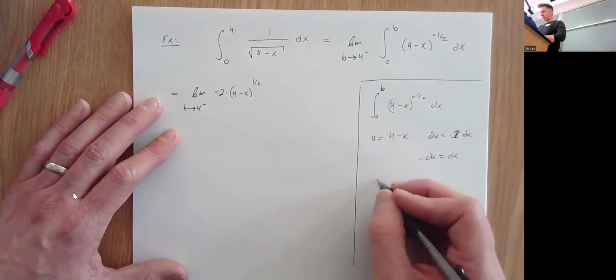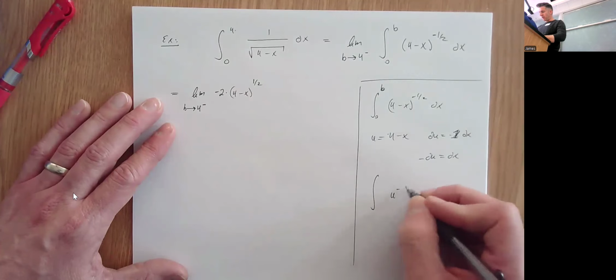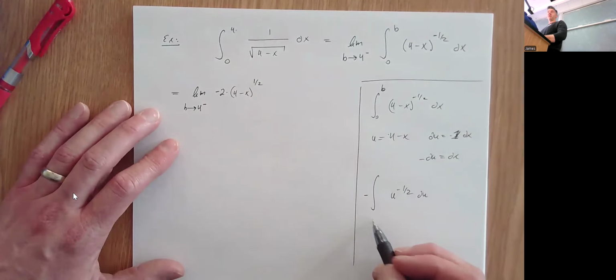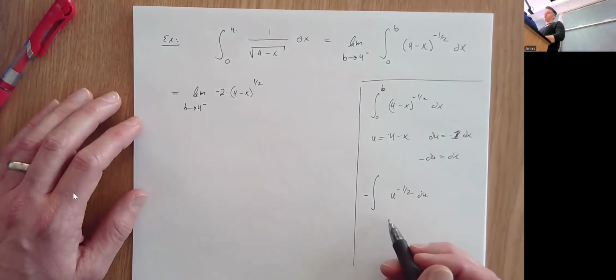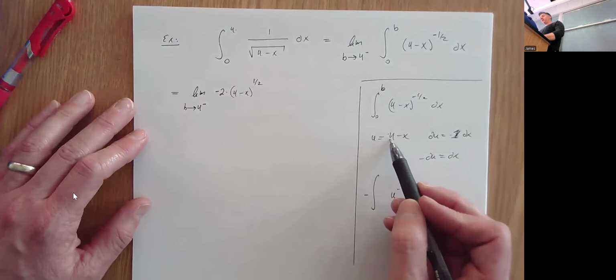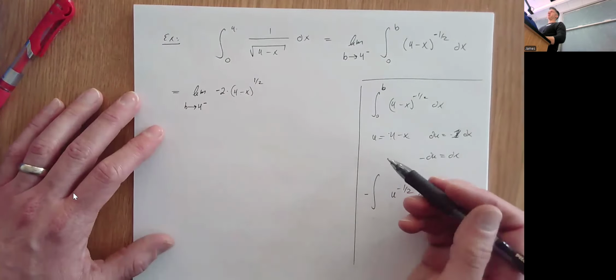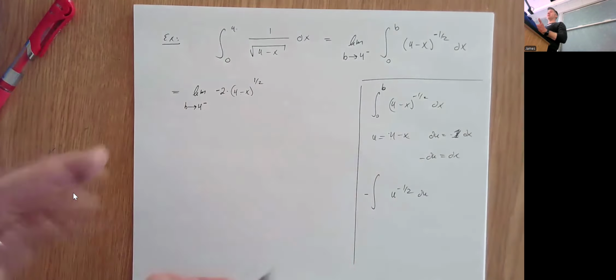I would write this as the integral of u to the negative 1/2 with a negative du. And I do not want to change these limits of integration, even though you could, right? You could be like, okay, if x is 0, u is 4, and if x is b, then u is 4 minus b. I don't like it. I don't recommend it. I don't think it really makes it easier.